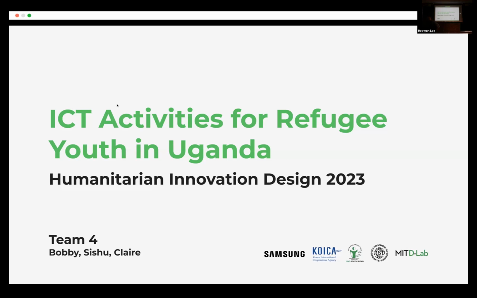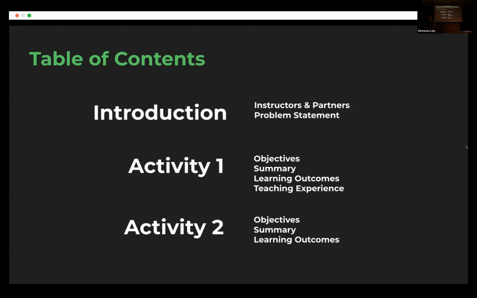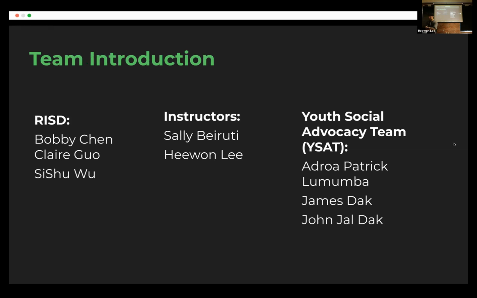Hi everyone, we are team 4 and we designed our activity for Ugandan refugee youth. I'm Sishu. This is Bobby. I'm Claire. Today we have two activities we're going to talk about. The first one is about how to use AI, and the second one is about some old-fashioned stuff, MC, a really old function from our phones. We just try to build a bridge between the old-fashioned stuff and the newest technology, maybe like AI. So that's what we're going to do for these two activities.